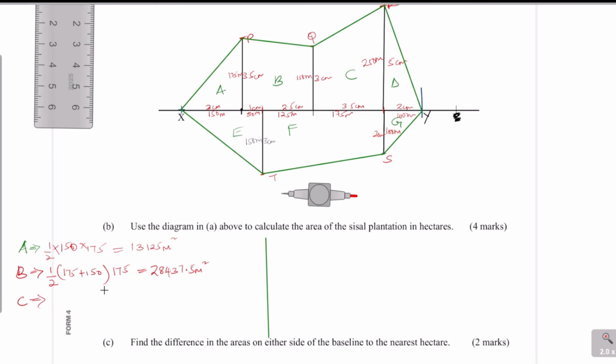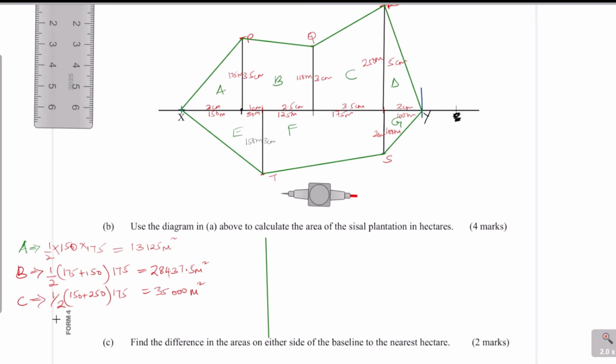We go to region C. For region C, again, that one is a trapezium. So the same formula, half times the sum of the two parallel sides. The two parallel sides are 150 plus 250, multiplied by the height. The height is 175. So 150 plus 250 multiplied by 175, you divide that by 2. This one gives 35,000 meters squared.